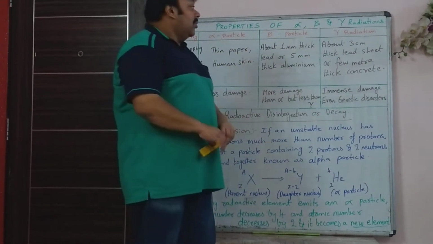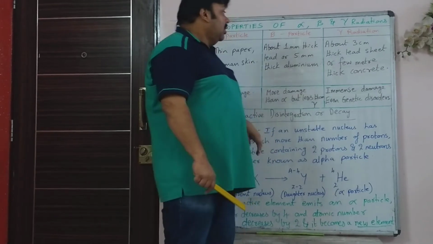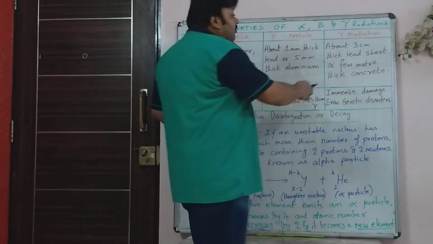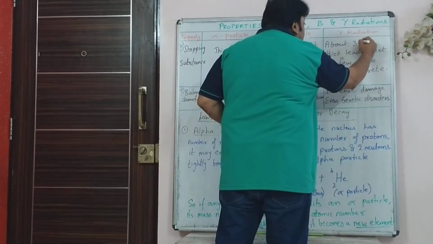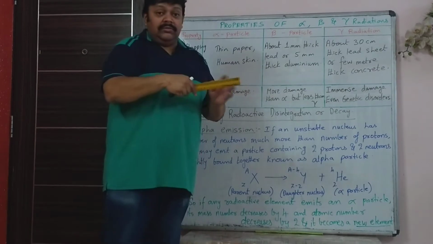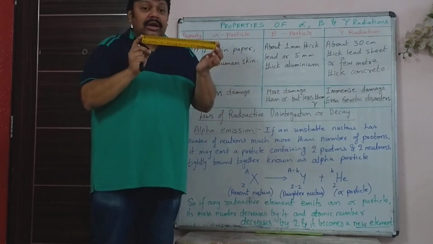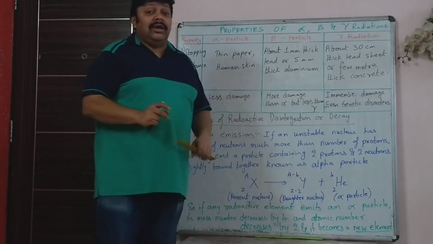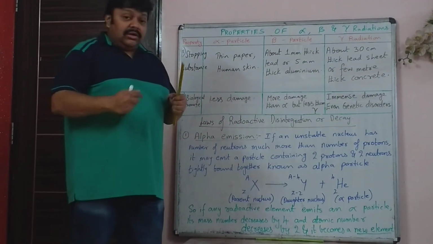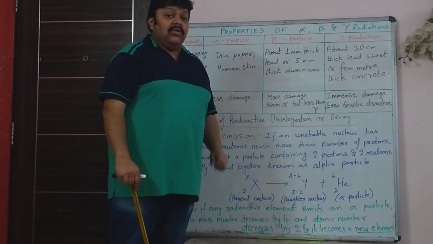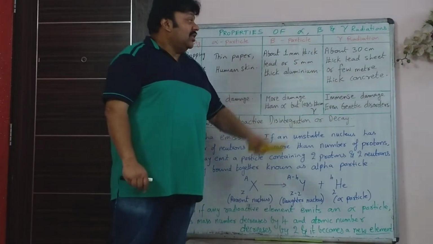And last is gamma. Gamma requires about a 30 centimeter thick lead sheet. It should be a 30 centimeter thick lead sheet. That means 30 centimeter is this foot ruler. A 30 centimeter lead sheet is required to stop it, and it should be lead because lead has very high density. It is a very thick and strong substance. Mass per unit volume is very high. So it requires lead.